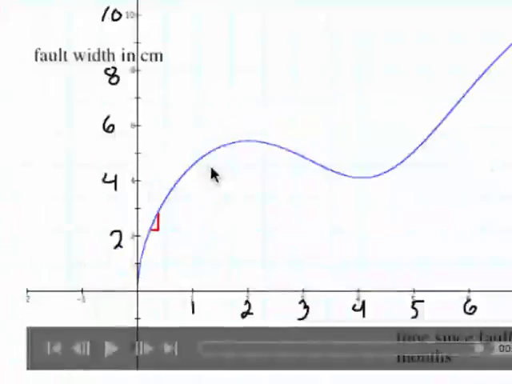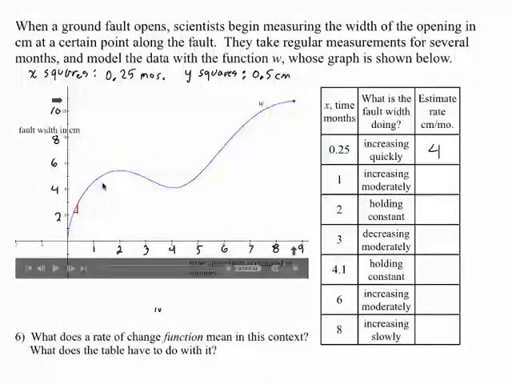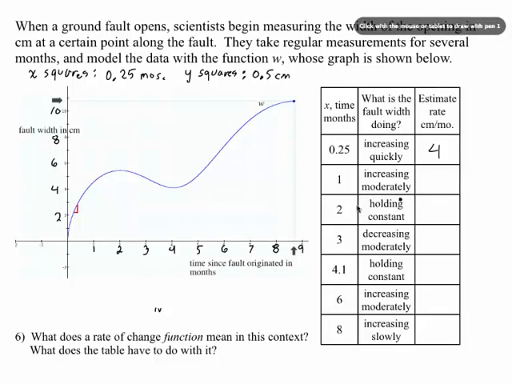So the easiest way is just consider it's at that corner and then it's at this corner. So change in y is 0.5, half a centimeter. Change in time, quarter of a month. Quarter of a month, half a centimeter. Rate of change estimate? 2. Did you get 2? Is this making sense? Okay, 2. Ready? Here we go.